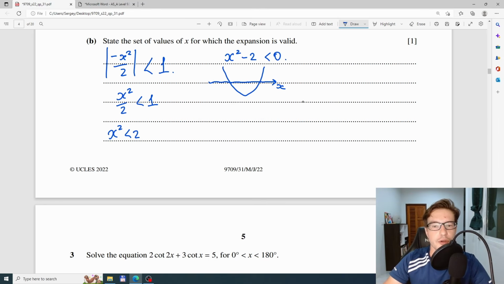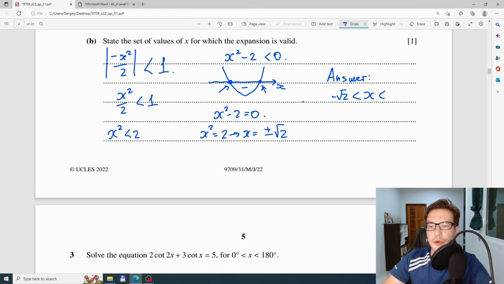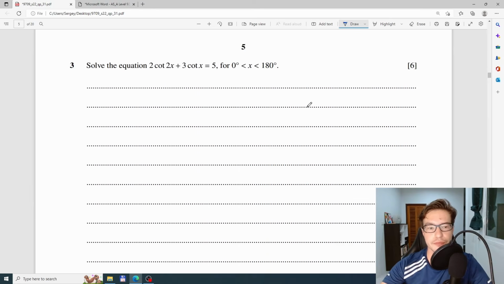We're looking for the values of x for which the quadratic is less than 0, so it should be below the x-axis. Okay, so that means x is going to be in between these 2 points. Now, those points are when x squared minus 2 equals 0. Solving this gives us x squared equals 2, or x equals plus or minus square root of 2. So that means the answer is x is in between negative root 2 and positive root 2. Okay, let's move on to the next question.